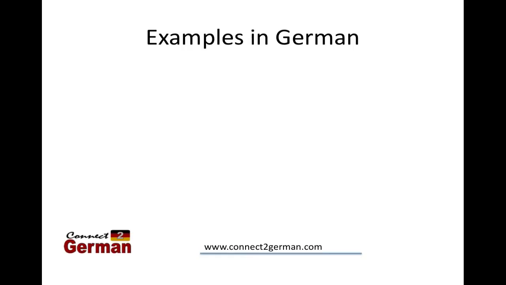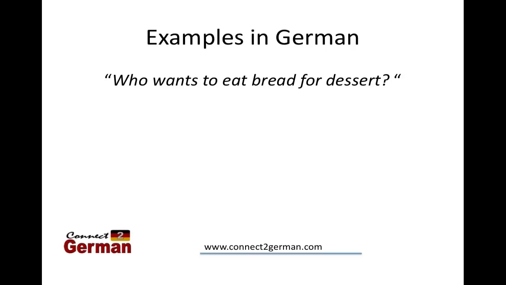All right, now into our German examples. We want to form this question: who wants to eat bread for dessert? Aside from the fact that bread really isn't the greatest dessert, I'm just using it for the purposes of explaining. Who in that sentence, is it the subject or the direct object? That's the first thing that we need to identify.